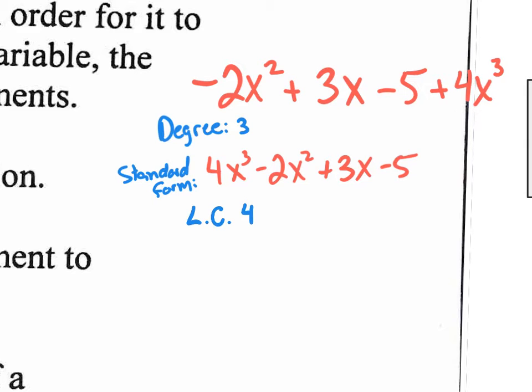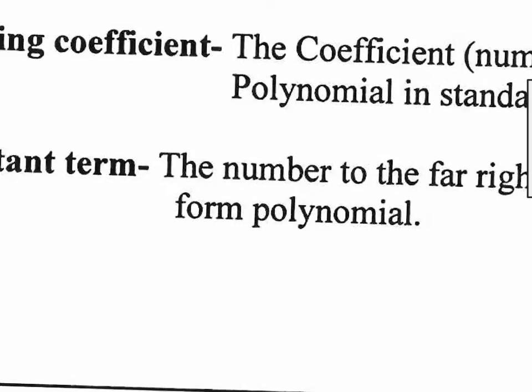+4. Okay, so we already stated the degree. The highest exponent is 3. We stated the leading coefficient. Once it's in order, now you know that the number out in the front is 4. What else? Let's go to the next vocab word to see what else.